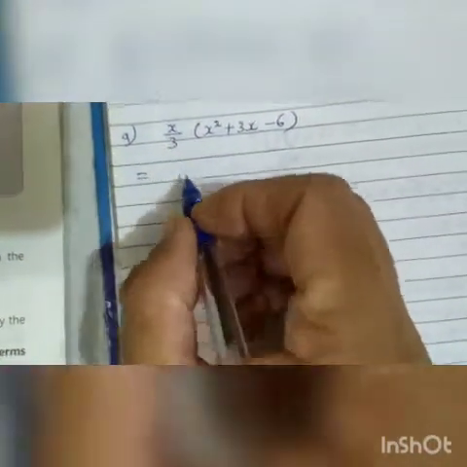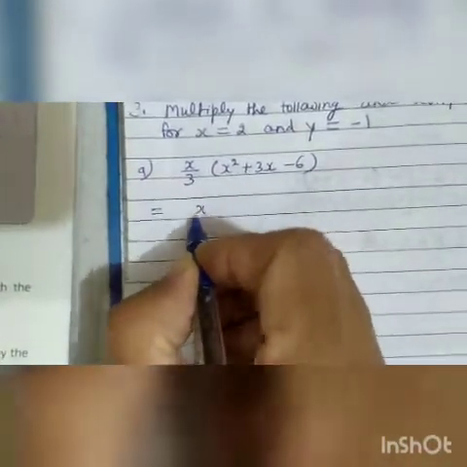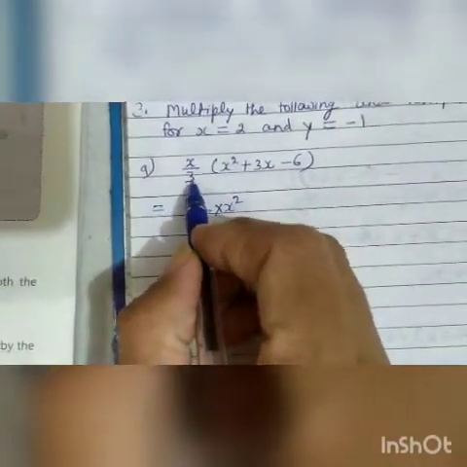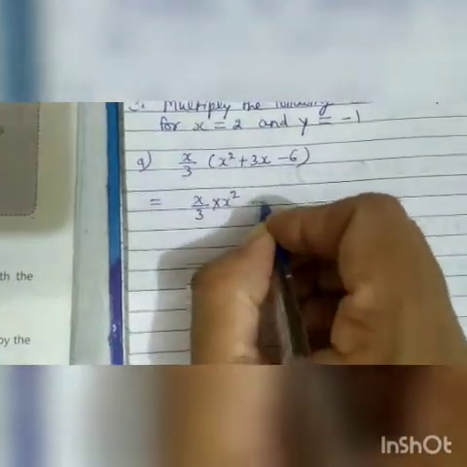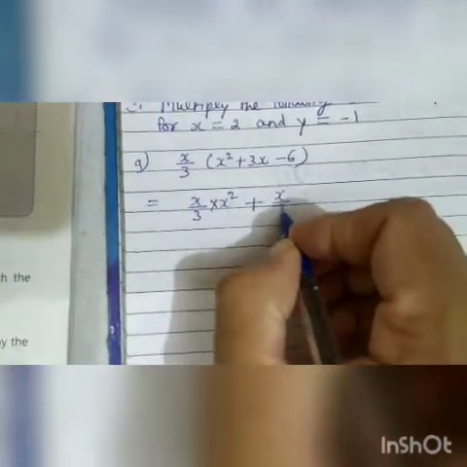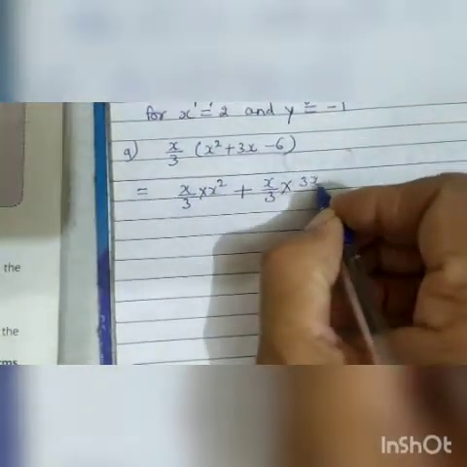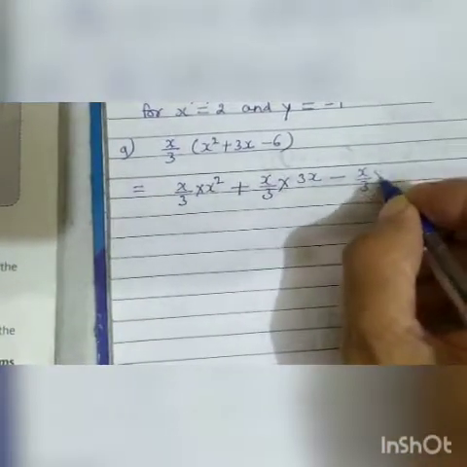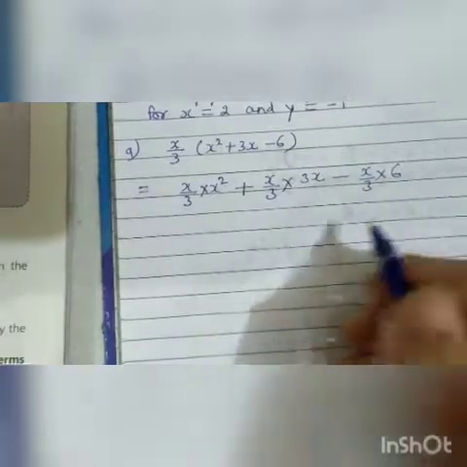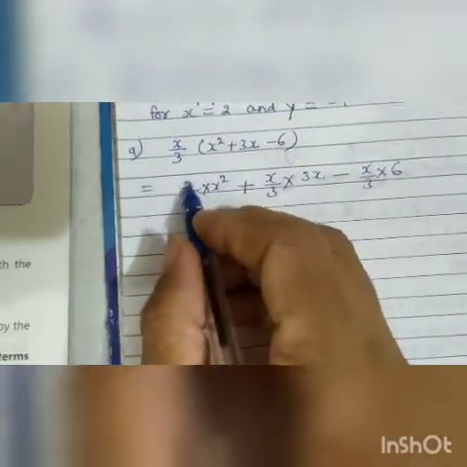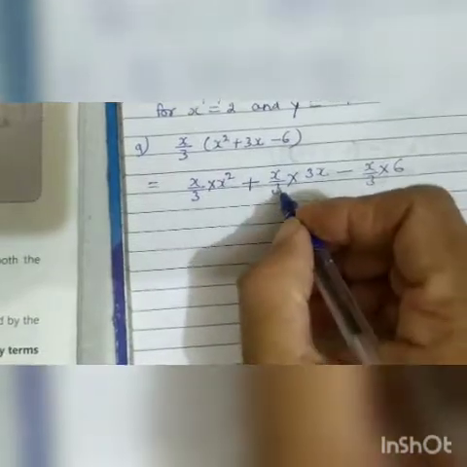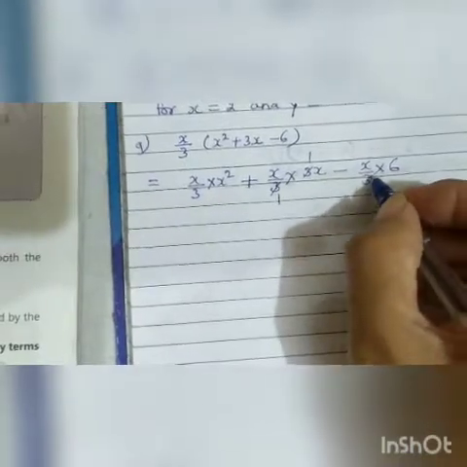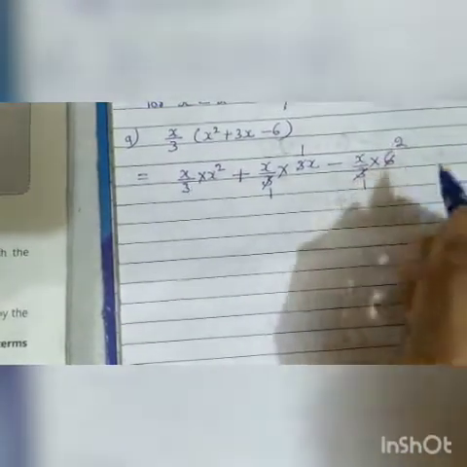How will we multiply? This x upon 3 multiplied by x square, this x upon 3 multiplied by this 3x, then minus x upon 3 multiplied by this 6. Now see here, no simplification is possible. Here this 3 can be cancelled: 3 ones are 3, 3 ones are 3, and here 3 twos are 6.